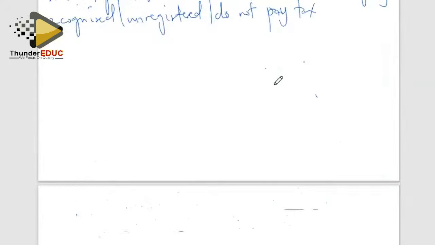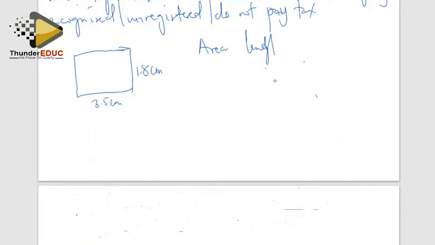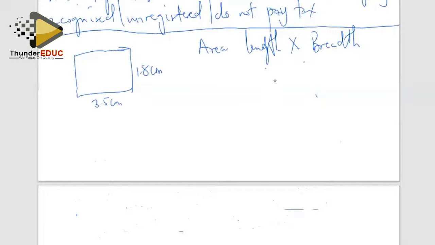So let's do the calculation. Let me use an open space. We are saying our feature is like this. It has 1.8 centimeters and my measurement is 3.5 centimeters. We want to find the area, which is equal to the length times the breadth. And we want our answer. Remember, our answer must be in square meters.